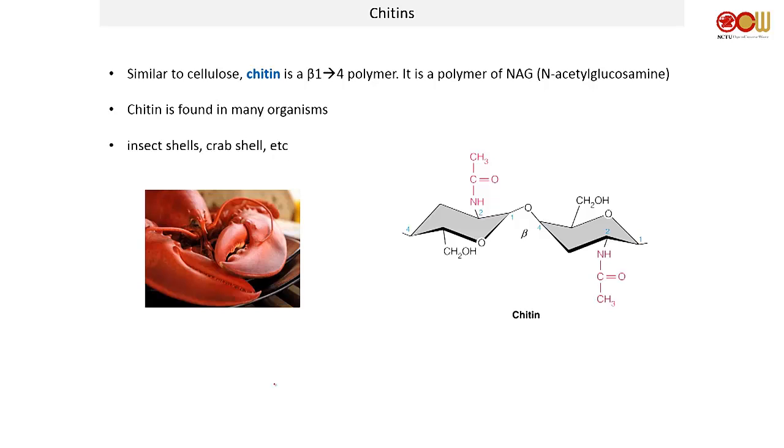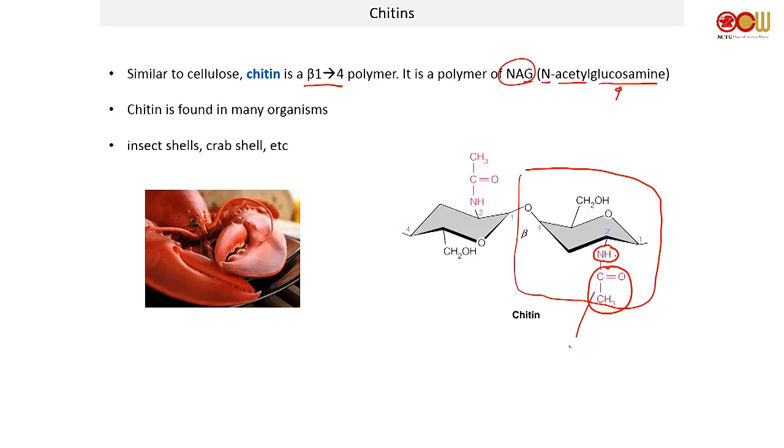So chitin is also a beta-1,4 polymer. However, instead of using glucose, it's going to use this thing called NAG, N-acetylglucosamine. Okay, so glucosamine is going to be this. So I always like it if I look at it like this. So this is glucose. If it has this, then it becomes glucosamine. And then if it has this, that is the acetyl.